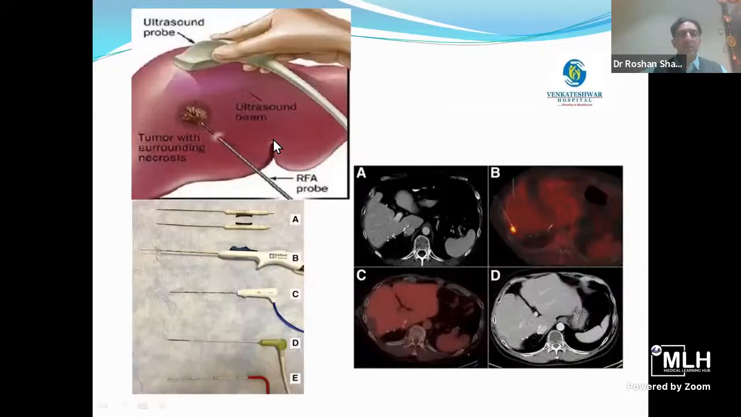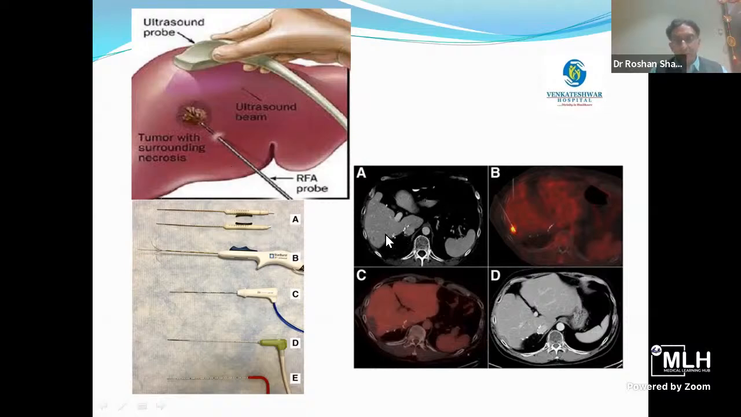So you can see the image under ultrasound. This is the lesion, the schematic. This is the tumor. Under ultrasound guidance, the RFA probe is inserted in the lesion. These are the probes used in RFA.